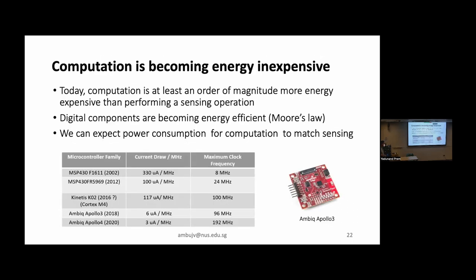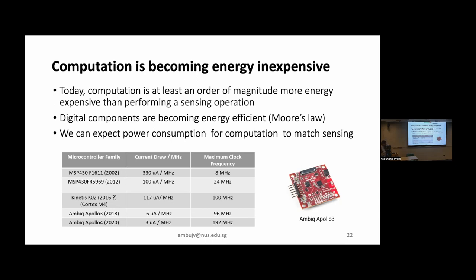So this is a slide that looks at the power consumption for performing computation. This is one of the latest microcontrollers from a company called Ambiq. This device can run at about 192 megahertz, and the current draw is about 3 microamperes per megahertz. So under 1 milliwatt, you can have a 200 megahertz device performing computation. And this is much faster than computers that were being used about 15 years back.